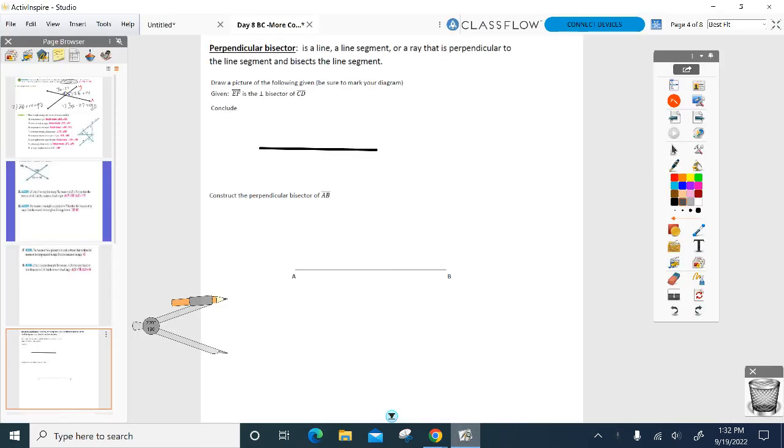All right, we're not starting with a new vocabulary term. I'm putting two vocabulary terms together on this. We're going to make what's called a perpendicular bisector. Take one piece at a time.